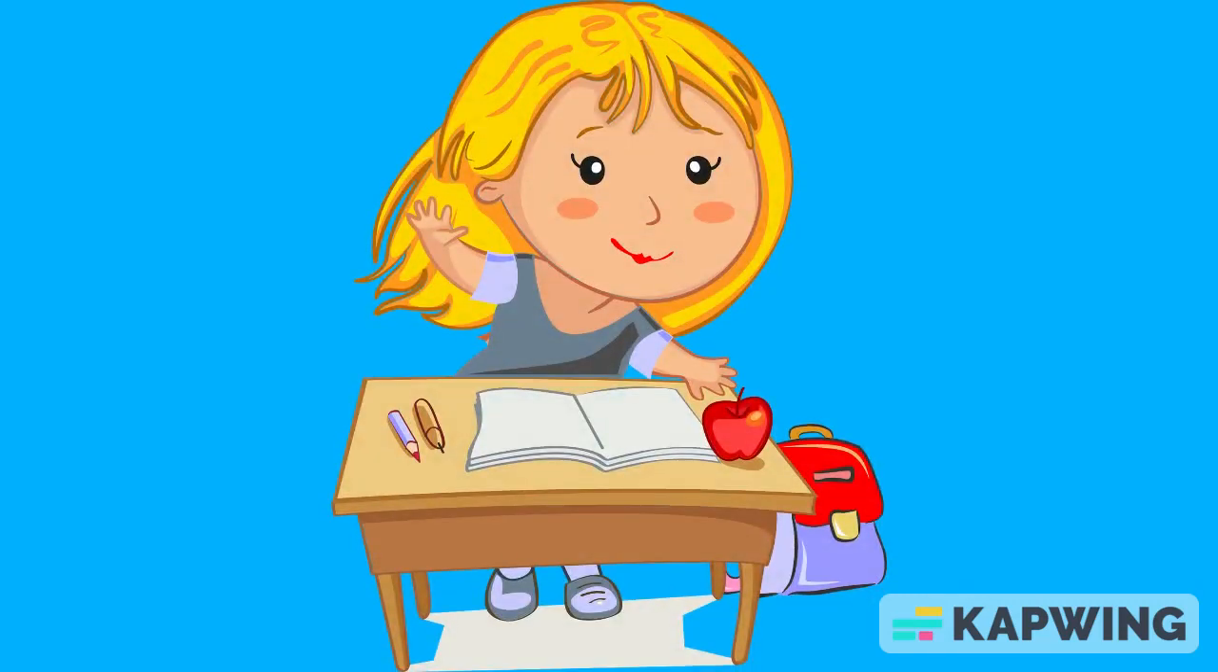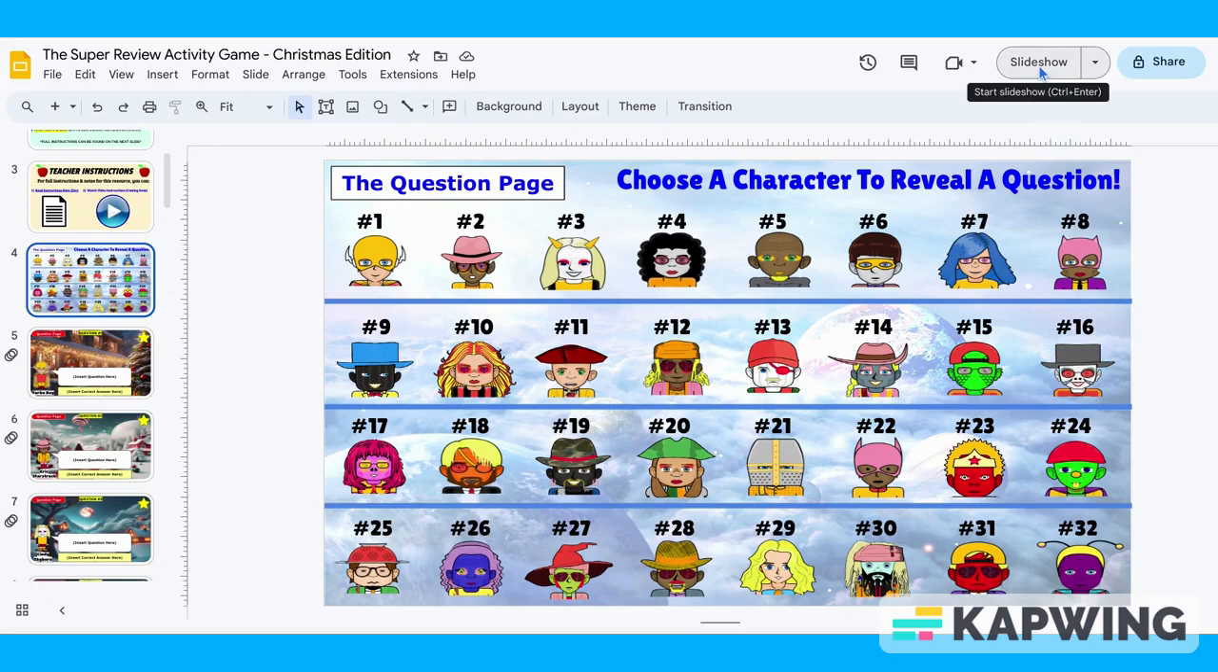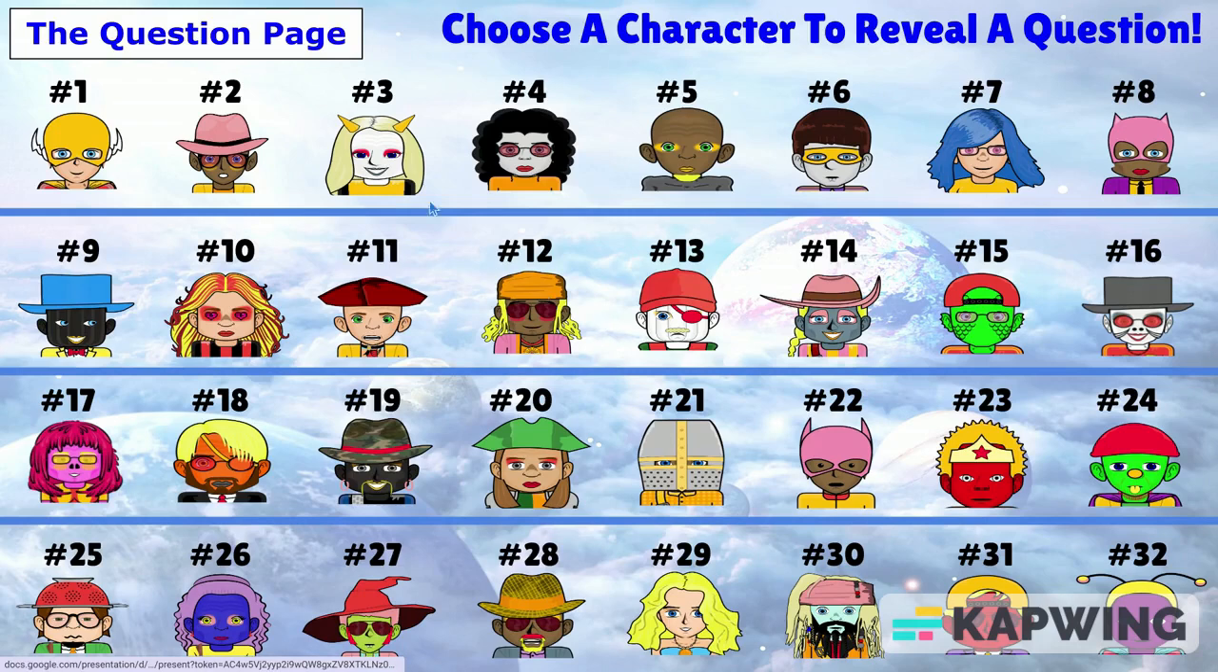If you want students to answer verbally, they can do that. Or perhaps they can write the answer on the board, or they can simply write it on paper. Once you're ready to play, please enter slideshow mode on Google Slides. You will begin on the question page, which is what you see on the screen here. The screen will show 32 different characters. Each one of these characters has a different question.